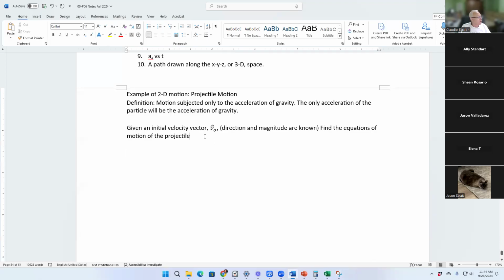Find the equation of motion of the projectile. And then, solution. We use what we know.